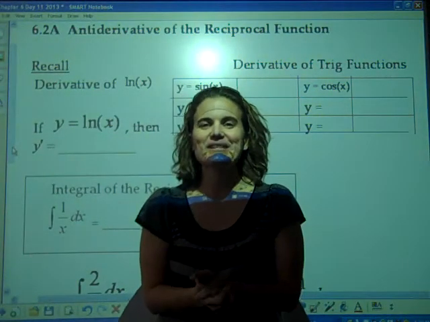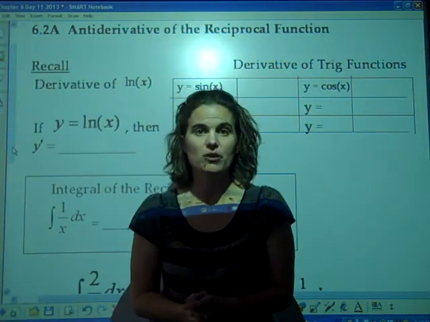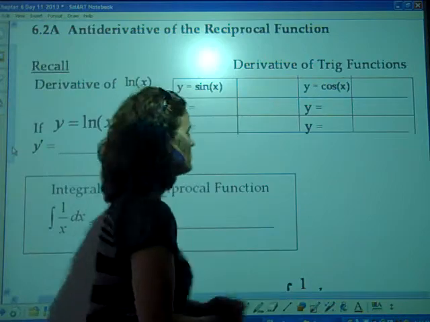Hi y'all, welcome to section 6.2a. Today we'll be looking at taking the integral of the reciprocal function and knowing what the rule will be.